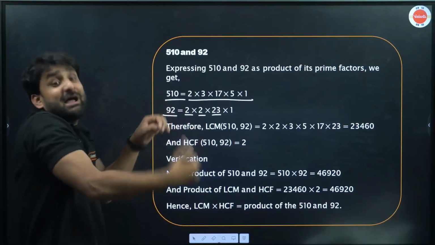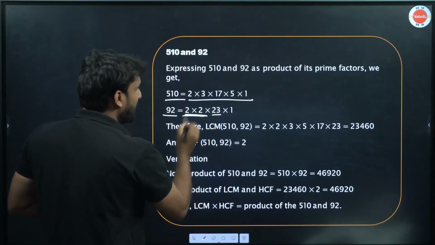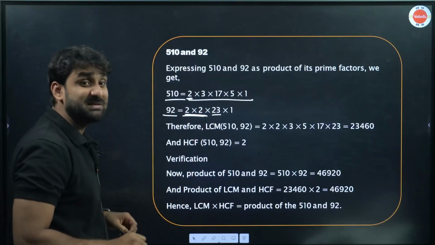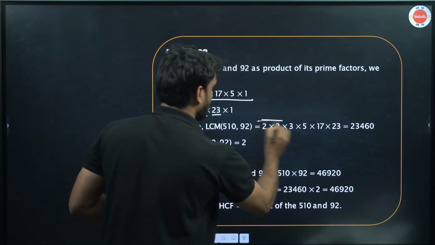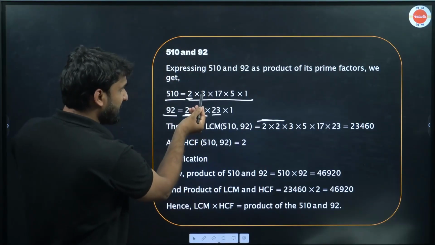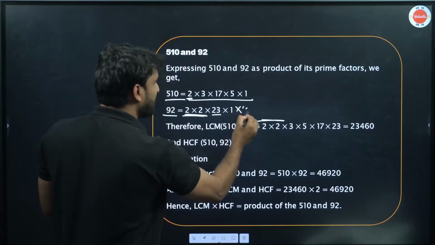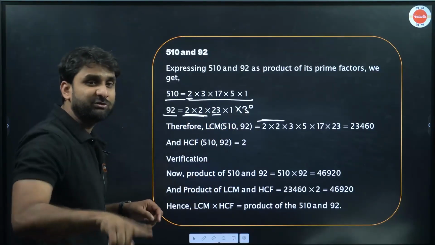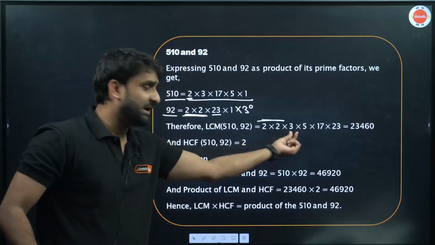For LCM, we always take the highest power. So 2 to power 2 and this is 2 to power 1. Which will be considered? 2 to power 2. So here is 2 to power 2. Now 3 is here and 3 is not here. If 3 is not here, we can consider 3 to power 0. So which will be considered? 3 to power 1. So we are taking 3 here.